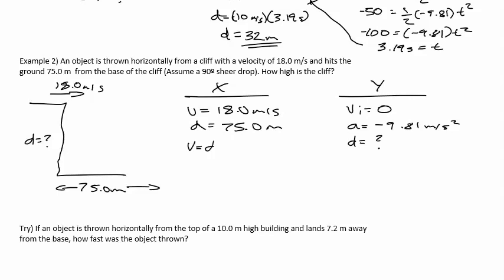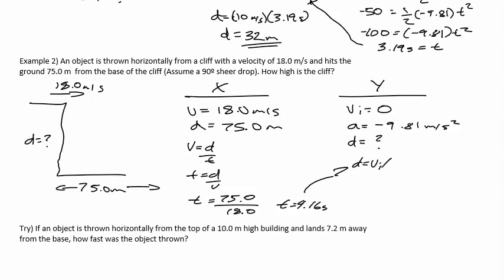So v is equal to d over t, or t is equal to d over v. So that time is equal to 75.0 divided by 18.0. And so we wind up with a time of 4.16 seconds. Right, it's actually 4.166 repeating. That can be used here, where we use d is equal to vi t plus 1/2 a t squared.